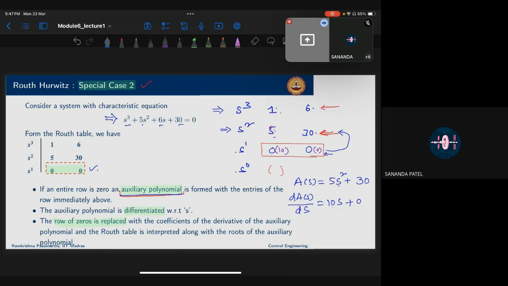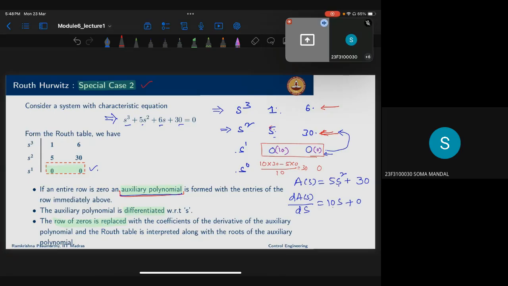Now we have new numbers. Then you can continue the calculations. 10 multiplied by 30 minus 5 multiplied by 0, divided by 10. This will be 0. Is it clear? This is nothing but 30. Am I clear? Yes, sir. Clear.